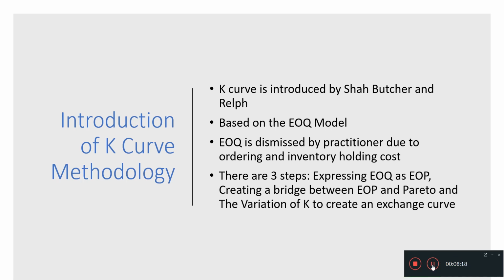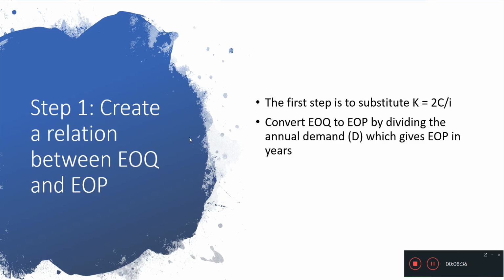The second one will be creating a bridge between EOP and the Pareto principle. And the last one will be the variation of K to create an exchange curve. Okay, so let's have a look at the first step. The K is introduced into the EOQ equation. K will substitute 2C by I.